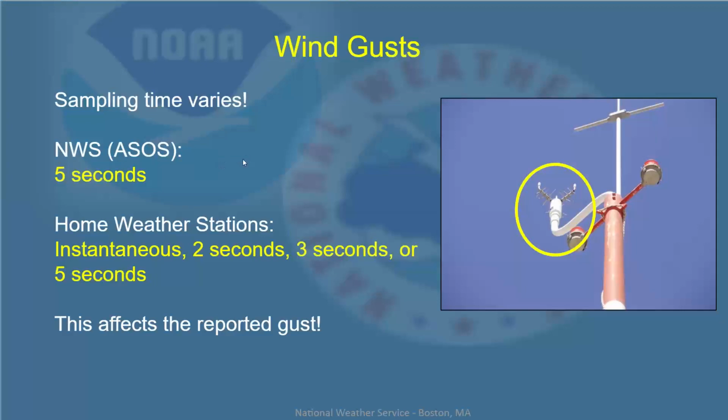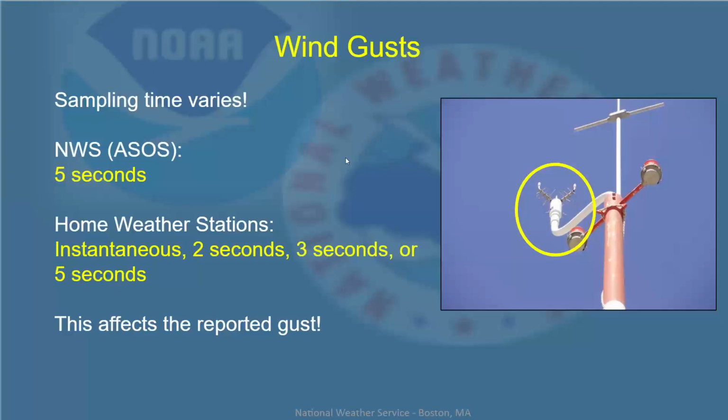it's 5 seconds now. But then you have home weather stations, and a lot of these report online, and they come into our systems in the Weather Service too. You have ones that sample instantaneous, you have 2-second gusts, 3-second gusts, or 5-second gusts. So this is why when we get into a big wind event, and this time of year, it's most notably, it could be winter storms, but also in tropical systems, you'll see a wide variety of gusts.